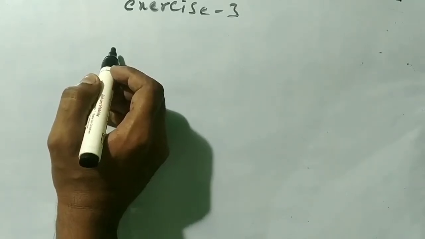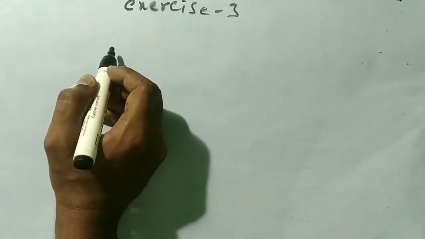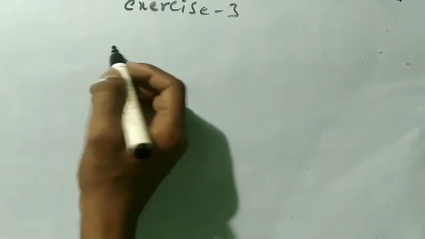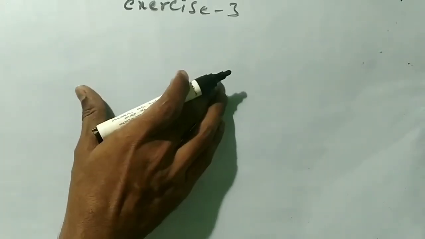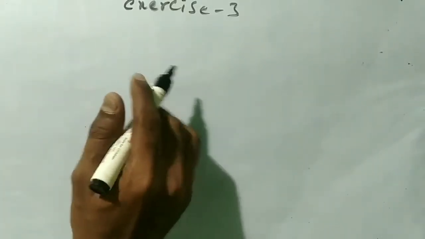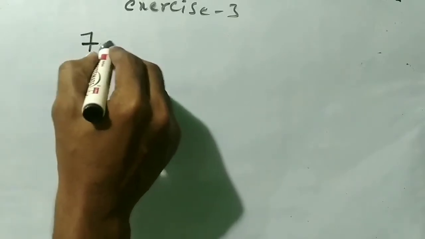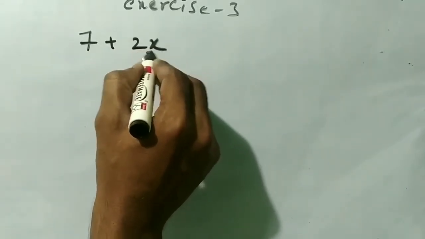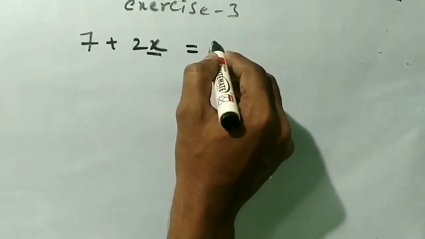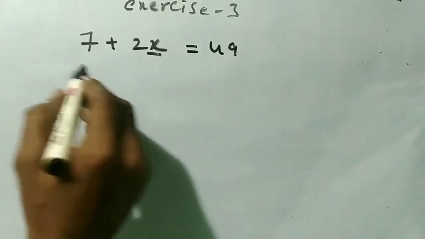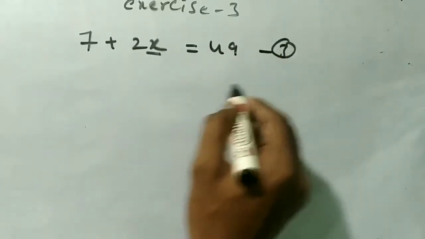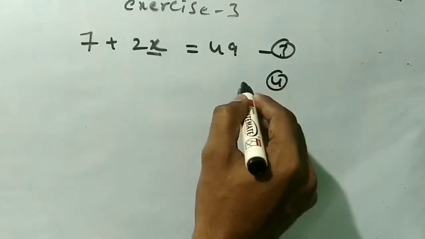The fourth one is similar to the third one. Here, if we subtract 22 from 3 times a number, we get 68. Find the number. The process is the same, but the numbers are different. In the third one, 7 is added to twice a number, the number is unknown, and we get 49.